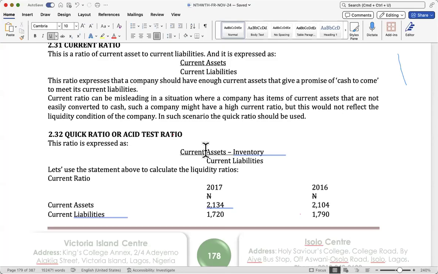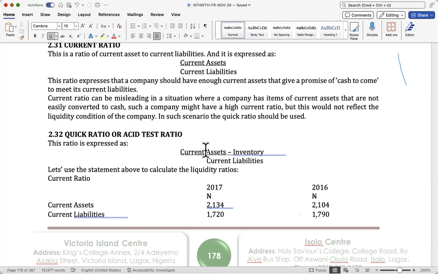You could use your inventory to borrow money from the bank, but you know the documentation and processes you will go through. So the aim of this ratio is saying, if this guy comes today, can we rally around between today and tomorrow and get money to pay them? That's the idea of the quick ratio. So popularly and generally, inventory is seen as not being that liquid, which is true.